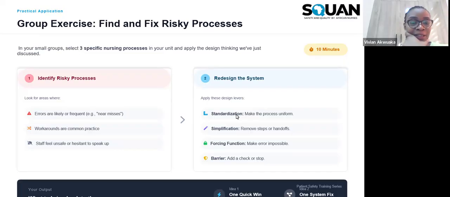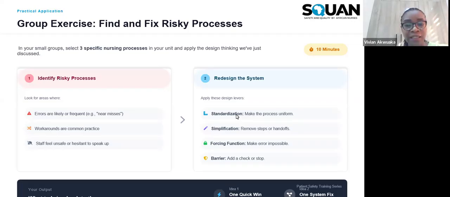So identifying the risky processes, right? When we go back, we need to think about what are the risky activities that my nurses perform, or that I perform as a nurse. Errors are likely or frequent. When we say risky, it means that when I'm doing this procedure, the likelihood that errors will happen is there, or frequent. And workarounds are commonplace, maybe because I don't have the resources or the tools that I need, and I'm bypassing the process. Those are risky procedures. Or staff feel unsafe or hesitant to speak up. That's a risky process, or it leads to risky processes.